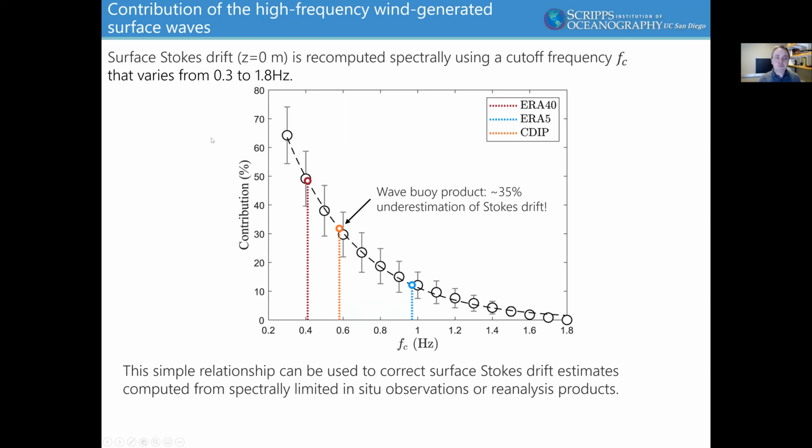So if you look at the contribution of this high frequency component, what you find is that you can get up to an estimated 35%, for example, for a wave buoy product, because the cutoff frequency is too low. You need to resolve the higher frequencies. This relationship that I'm showing here can also be used to correct surface Stokes drift estimates computed from spectrally limited in situ observations or analysis products, which can be very useful. And again, the paper goes into details about this.